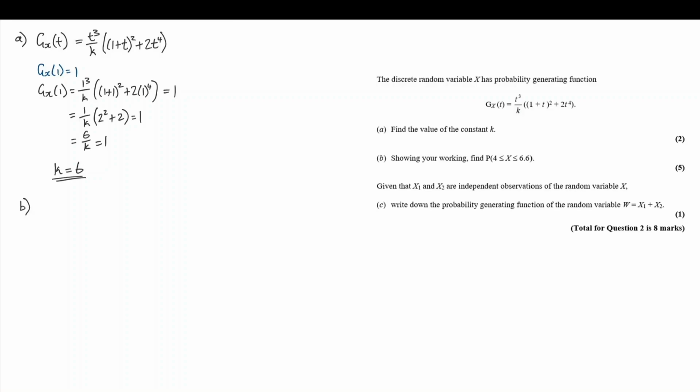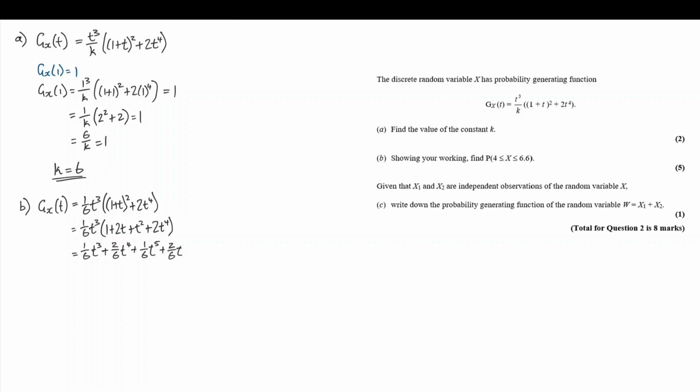Next, we're asked to find the probability that x is in between 4 and 6.6. This is going to be hard to do without me being able to see the probability generating function in expanded polynomial form. So I am going to start by multiplying this out. The internal bracket, when we square, we get 1 plus 2t plus t squared. I'm going to multiply in the 1/6 t cubed. And that makes this polynomial.